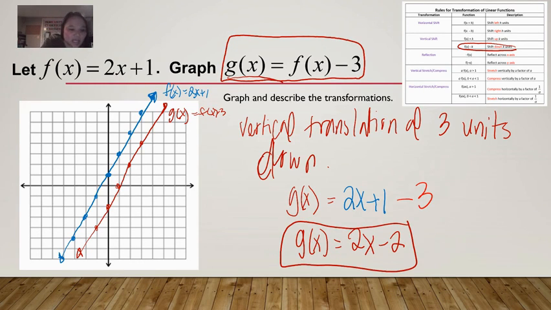If I look at that, I can see my y-intercept is negative 2. That matches up. My slope is up 2 over 1. So g of x, another way we can write that by solving it out, is 2x minus 2. So those are 2 ways I showed you how to do this: literally taking that line and shifting it down 3 units, and you know the rule because you have your chart there.